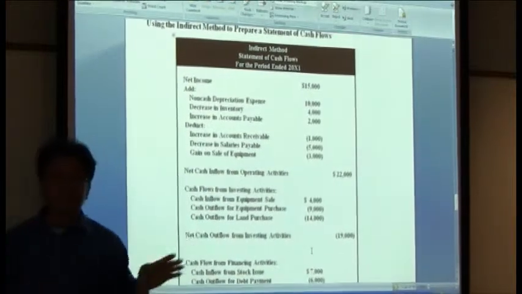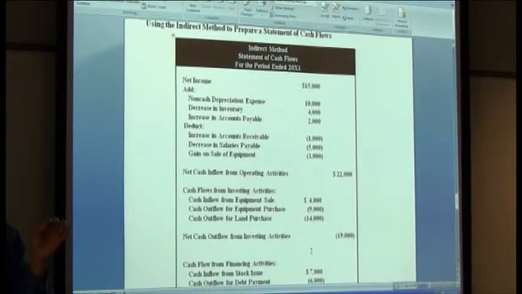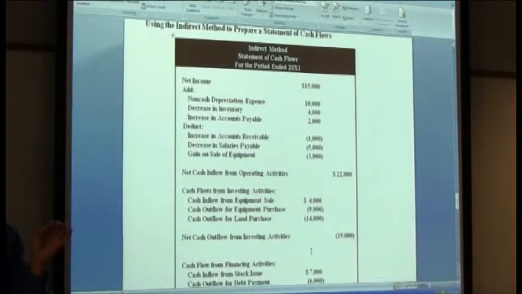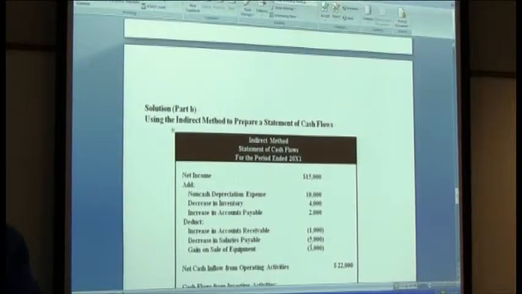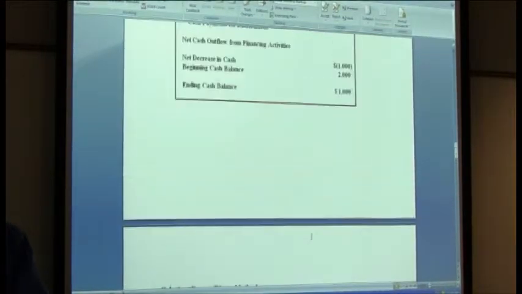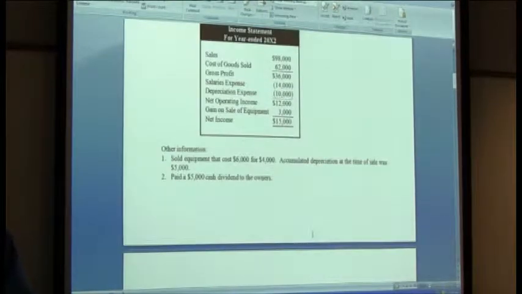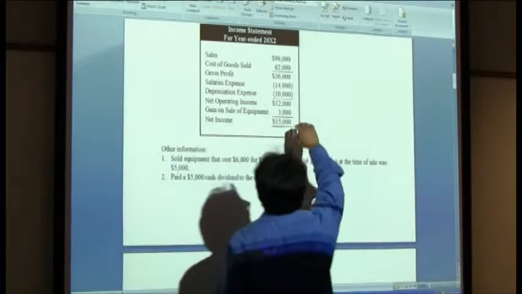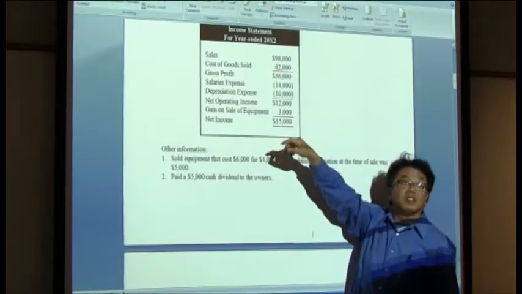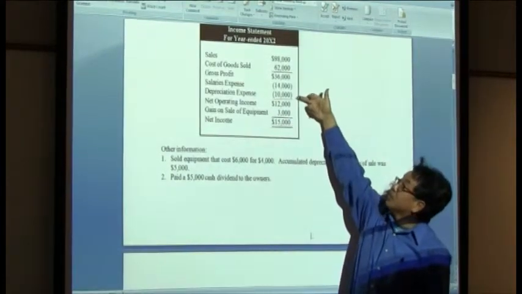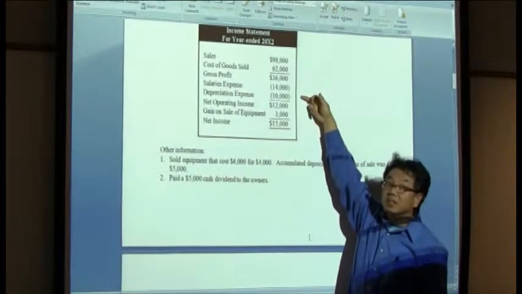So the starting point is net income. Is net income cash? No, right? But we have to reconcile the net income figure of 15 to the cash figure. How do you do that? Right off the bat, by looking at this line item. Please pay attention to this one. What's this one? Depreciation expense.